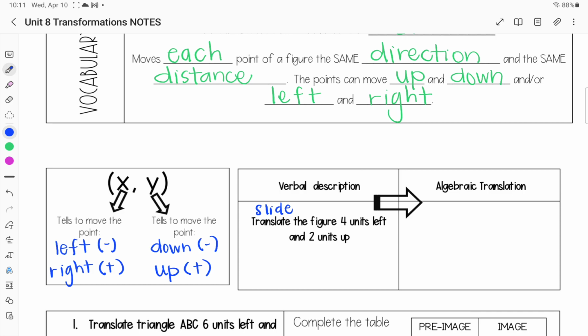Algebraically, this is what our rule looks like. We start with our X and our Y. Everything that we're doing starts with the original X value, the original Y value. Since we're going 4 units left and 2 units up, I look right here, 4 units left. Left means I'm going negative. So I take my X value and go 4 units to the left. That's why it's x minus 4. Then my Y value tells me to go 2 units up, and up means plus. So I'm going to add 2 to each Y value. This is what it would look like algebraically. We start with our original, and each X value I'm going to subtract 4 from, each Y value I'm going to add 2.